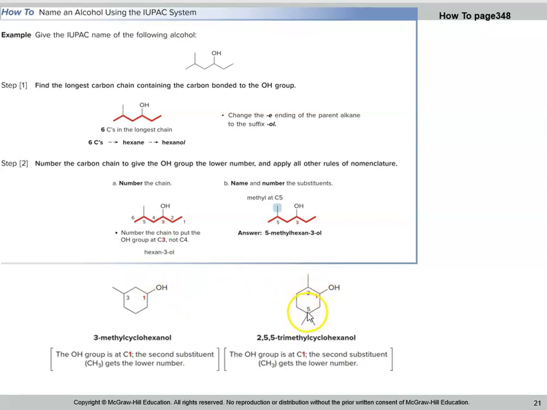So 1, 2, we count from the right side counterclockwise to the pair of methyl. So 2,2,5-trimethyl cyclohexanol. It's a couple examples of naming cyclic compounds with alcohols on them.